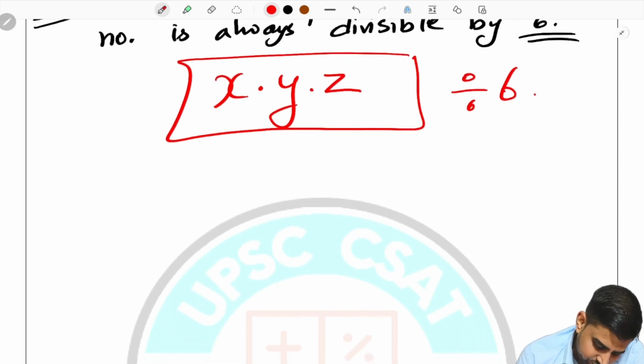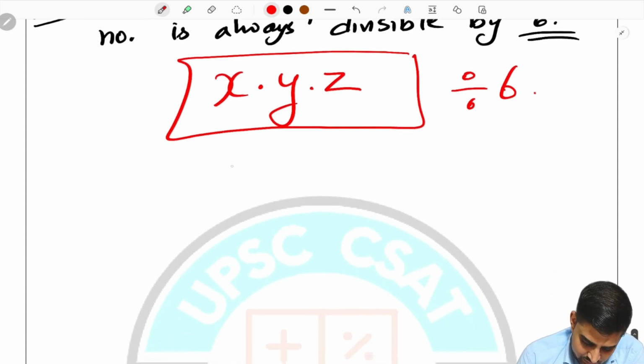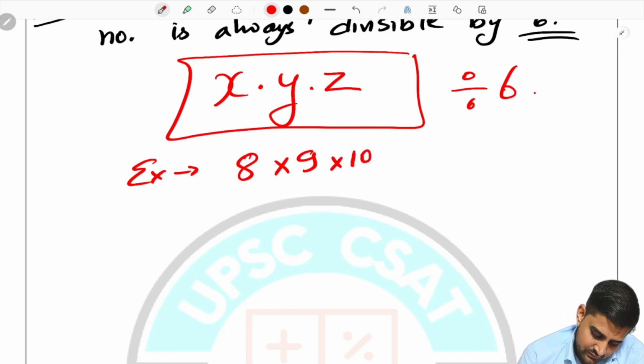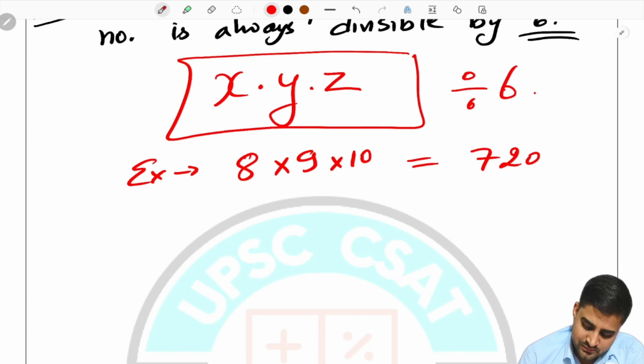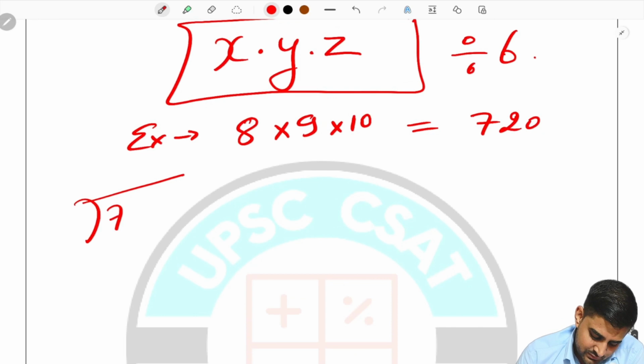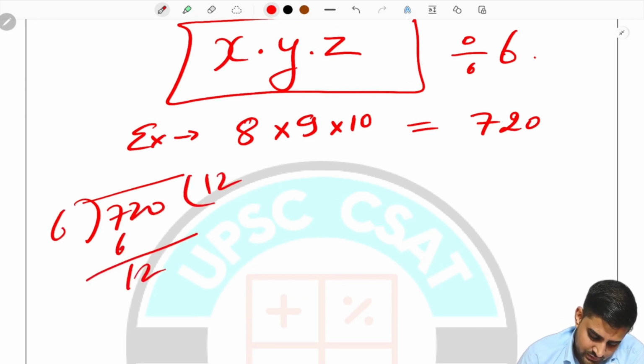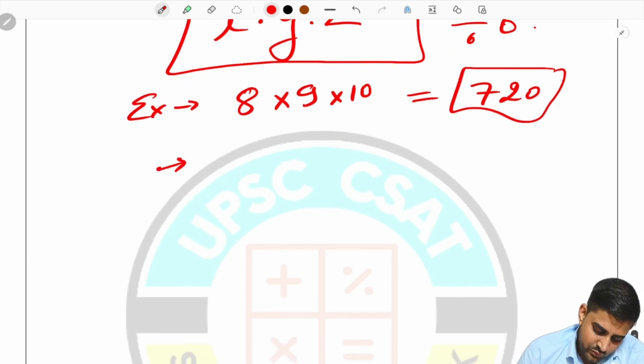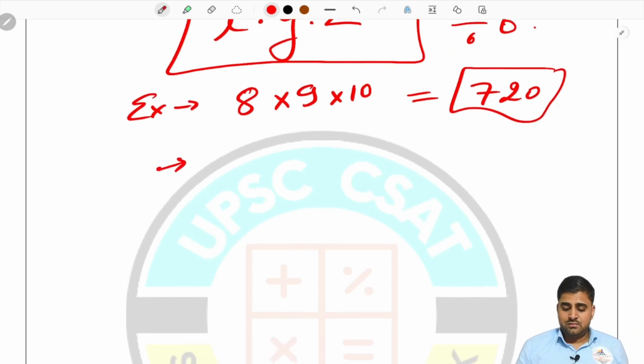Let's see how. Take any random numbers. Example, 8, 9, 10. Random numbers. 720. Is 720 divisible by 6 or not? Let's see. 720, 6 1 is 6, 12 2, it goes. So this property is followed. Let us take one more example, any random example.